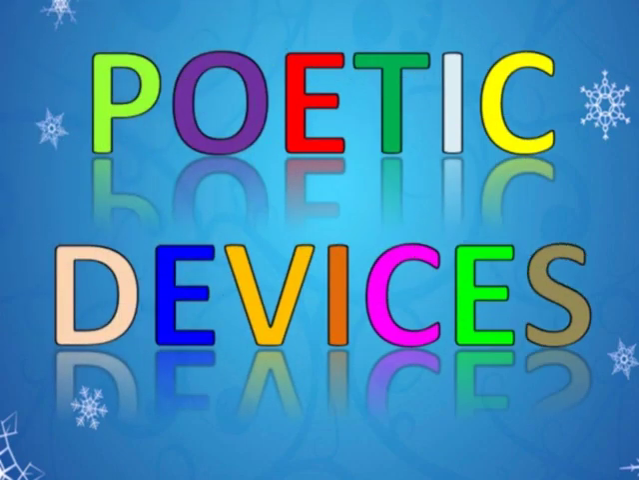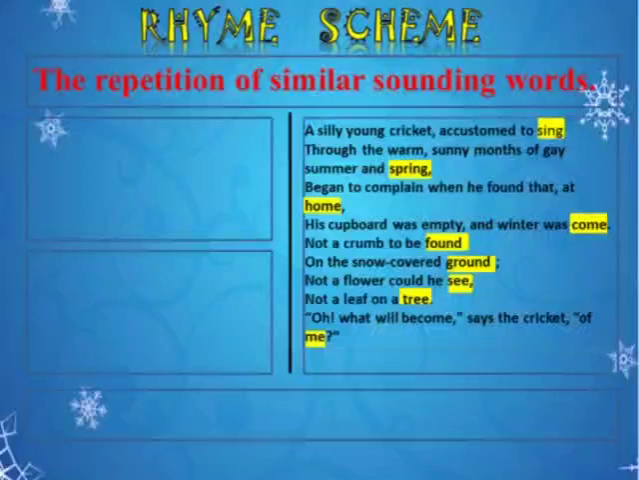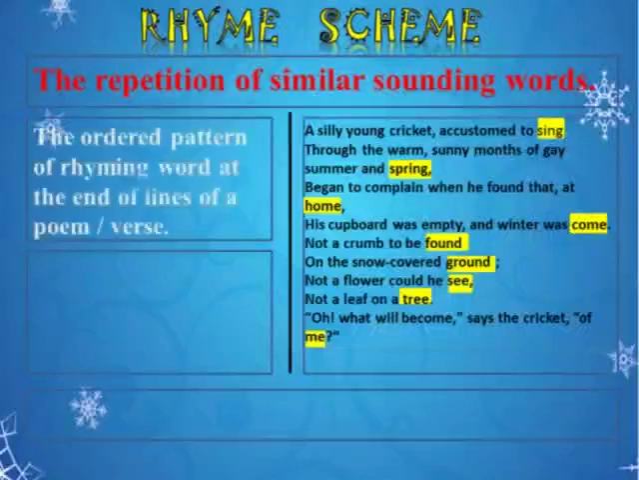Let us see what the poetic devices used in this poem are. Rhyme scheme. I've already told you what a rhyme scheme is. Just to recollect, the repetition of similar sounding words is the rhyme scheme. It is the ordered pattern of rhyming words at the end of a line of a poem or verse. If you see the example of this poem, I've taken the first stanza.